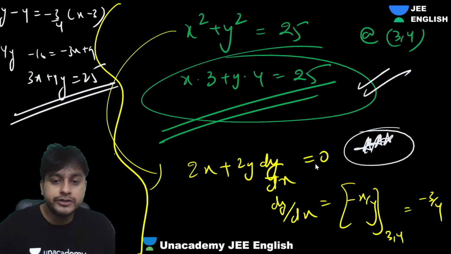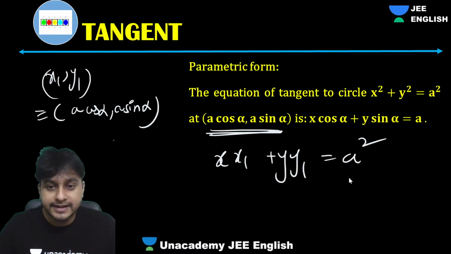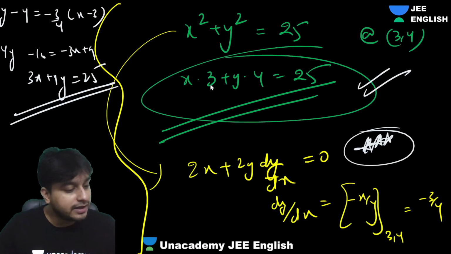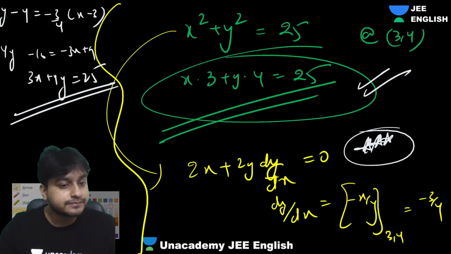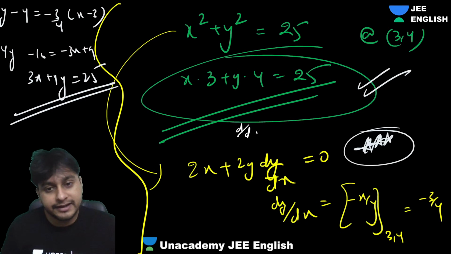Chandana, you didn't understand. See, the first way I used: x x1 plus y y1 equals a square. What is x1, y1? The point 3, 4. So I simply put x1 as 3 and y1 as 4 and got the equation of the tangent. Second, I used differentiation, the dy by dx method. X square differentiation will be 2x, y square differentiation will be 2y dy by dx, equal to 0.